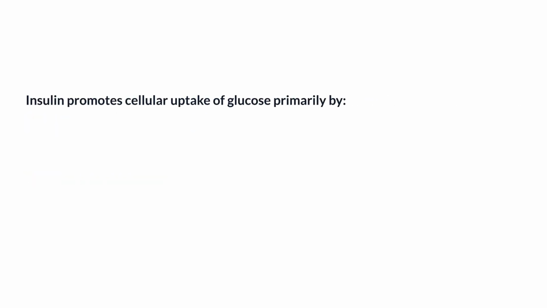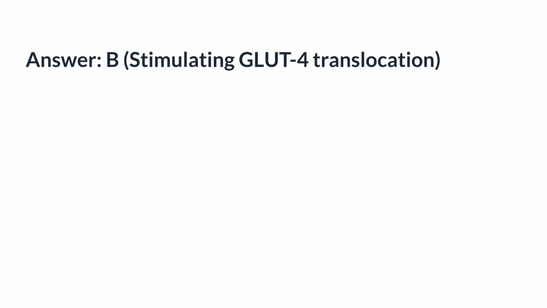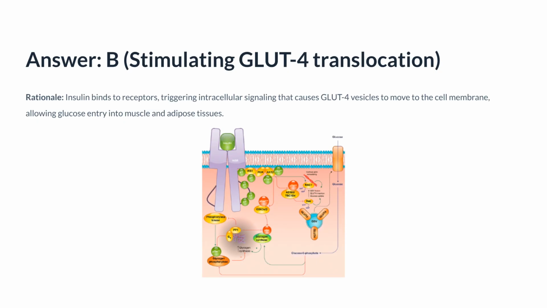First question. Insulin promotes the cellular uptake of glucose primarily by what action? The correct answer is B, stimulating GLUT4 transporter translocation. Insulin binds to receptors, causing GLUT4 vesicles to move to the cell membrane, allowing glucose into muscle and adipose tissues.